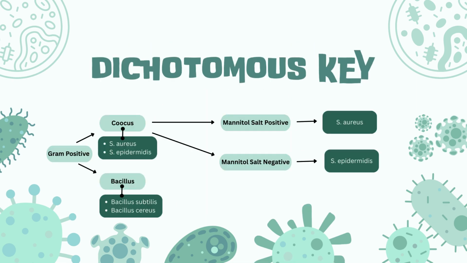To guide the identification process, I used a dichotomous key, essentially a flowchart of yes or no questions that narrow down possibilities. Without the dichotomous key, interpreting multiple test results could become chaotic. But using it gave a structure, clarity, and a logical pathway toward the correct species.